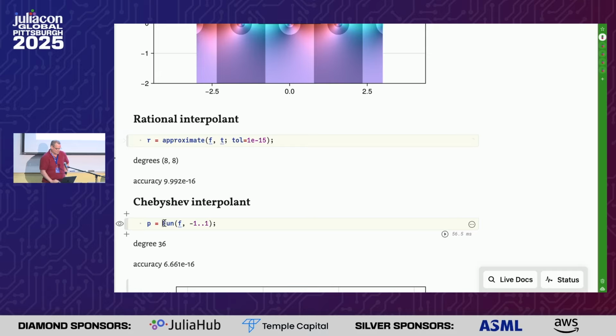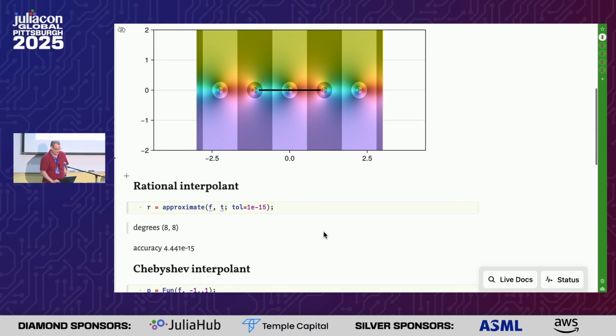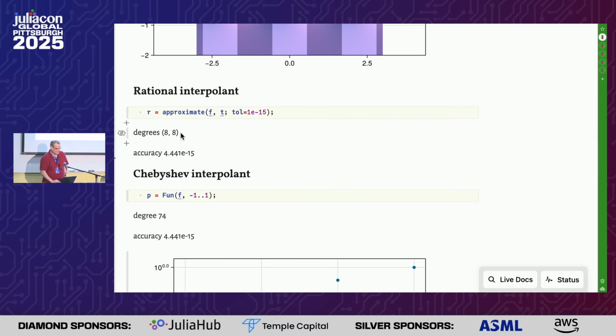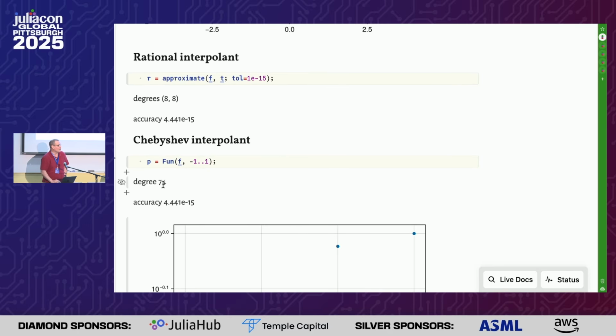Here I've got a polynomial interpolant from the approxfun package, and it uses degree 36. So 37 coefficients. Okay, so degree 8 plus 8, 8 and 36. Now, if I change the scaling in x, I can move those poles closer to the approximation interval. The rational interpolant wasn't affected. It's still degree 8, 8, because that's just a pole sitting there. The Chebyshev interpolant went up to degree 74.